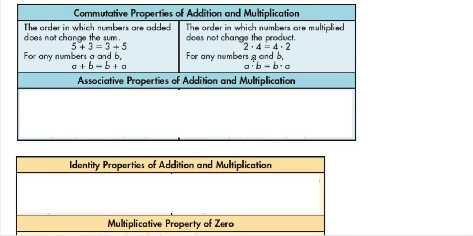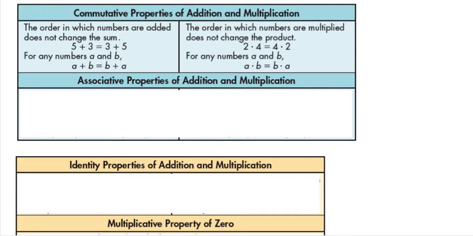In the same manner, 2 times 4 is the same as 4 times 2. So if we put it in variables, we let A and B represent 2 and 4. A times B is the same as B times A. That is the commutative property of addition and multiplication.